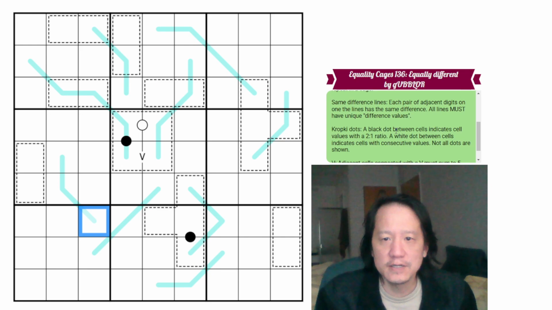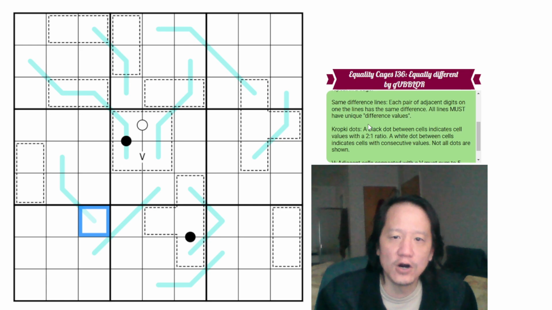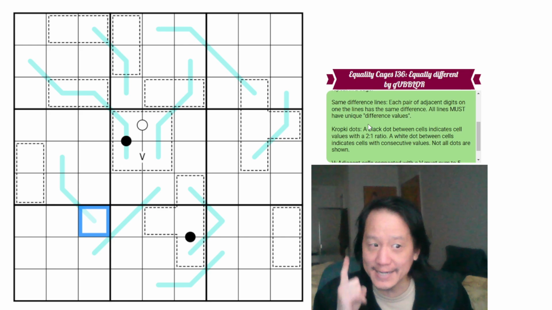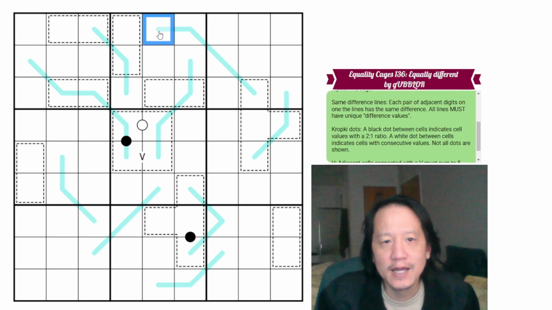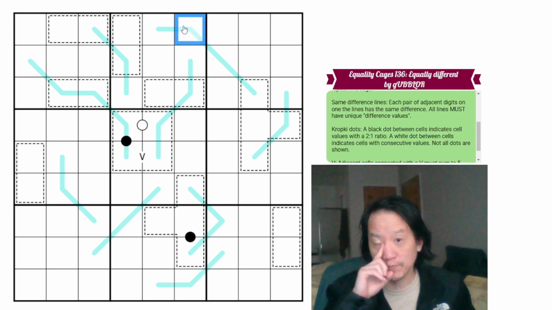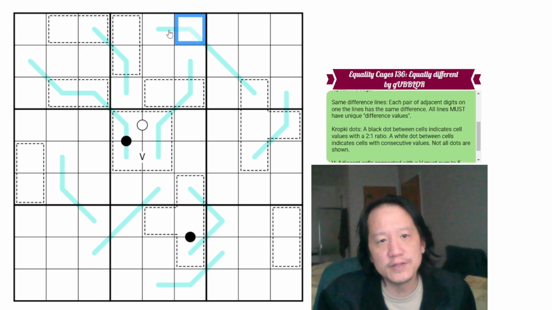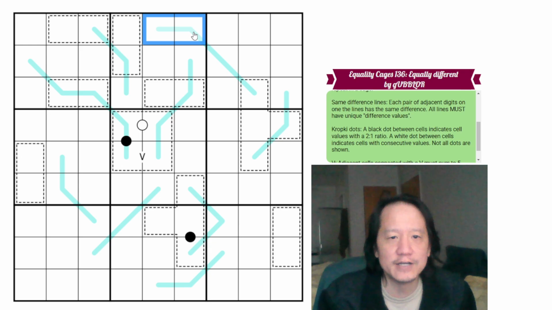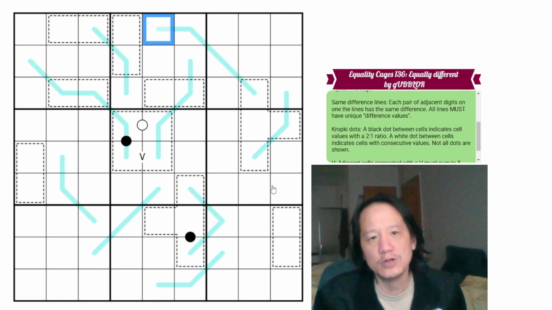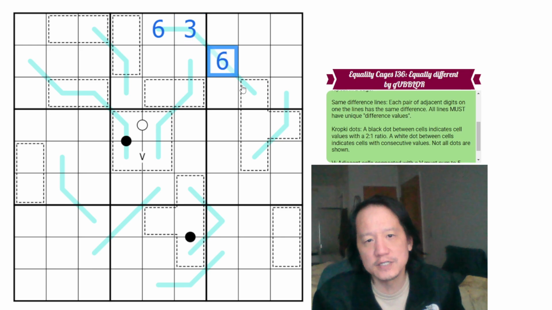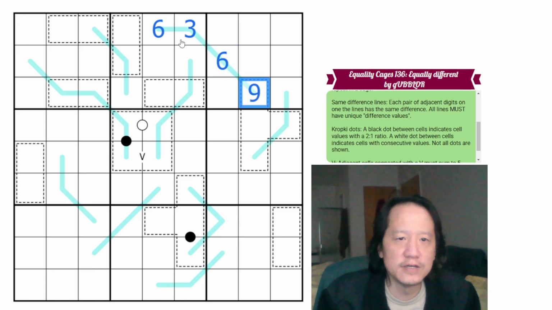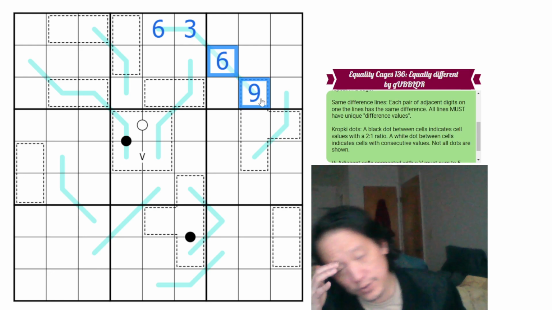Same difference lines. Each pair of adjacent digits on one of the lines has the same difference. All lines must have unique difference values. First of all, each pair of adjacent digits on one line has the same difference. So we know that the difference between these two cells must be the same as the difference between these two cells, which must be the same as the difference of these two cells. So as an example, this could be something like 6, 3, 6, and 9, right? Because the difference between these cells are 3, the difference between these cells are 3, and the difference between these cells are 3.